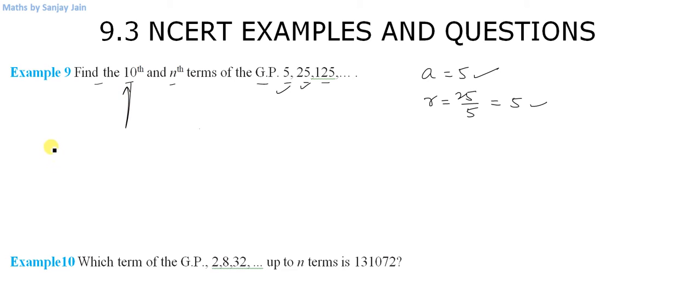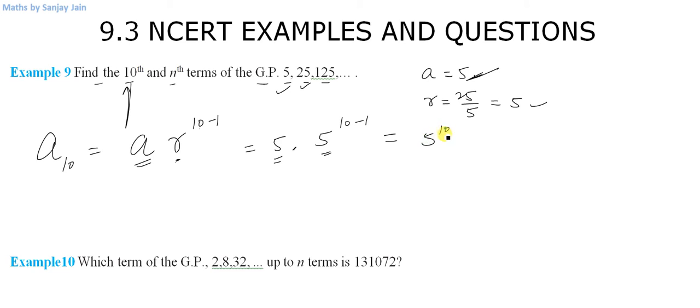I need the 10th term. So the 10th term will be equal to A, that is the first term, R raised to power 10 minus 1. I have not written it directly so that you are comfortable with the formula first. So I'll replace this A with 5, R also with 5, and this is 10 minus 1. So this is 5 raised to power 9 and this is 5. In total I have 5 raised to power 10 here. This is the 10th term.